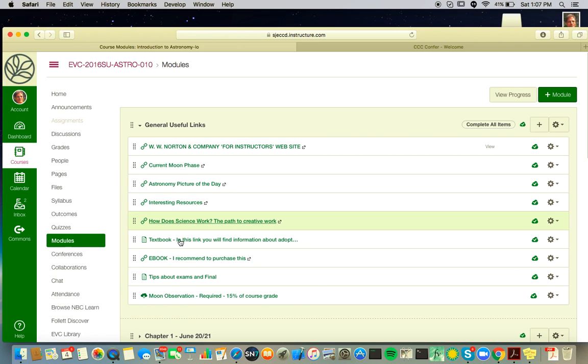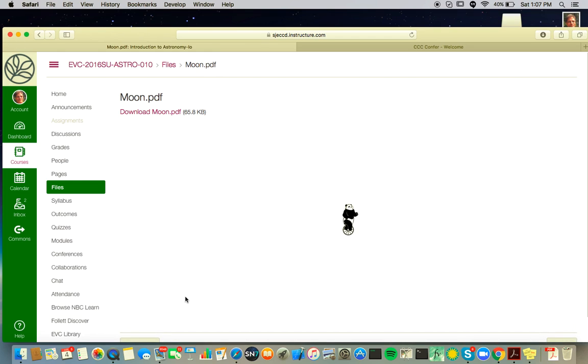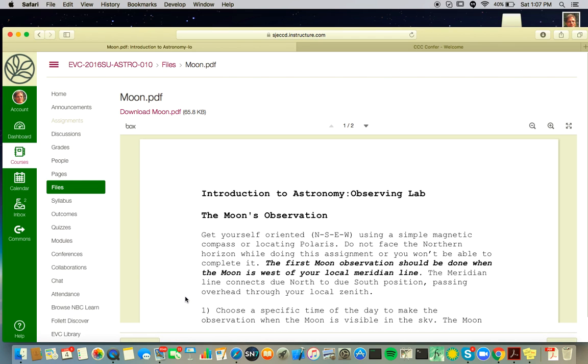But in the first block, you have one of the major assessments, which is a moon observation. So moon observation altogether is 15% of your course grade. You are going to observe the moon 4 times, so twice in the first night or first day, and then observe again in the next day, and then again 1 week later. So you have to observe the moon over a time period of 7 days.